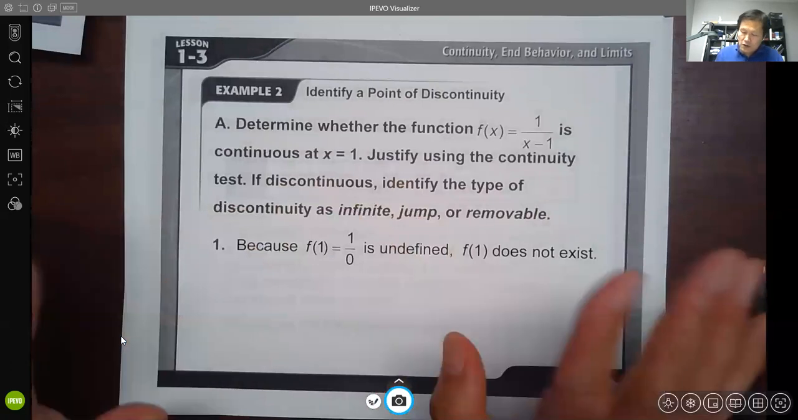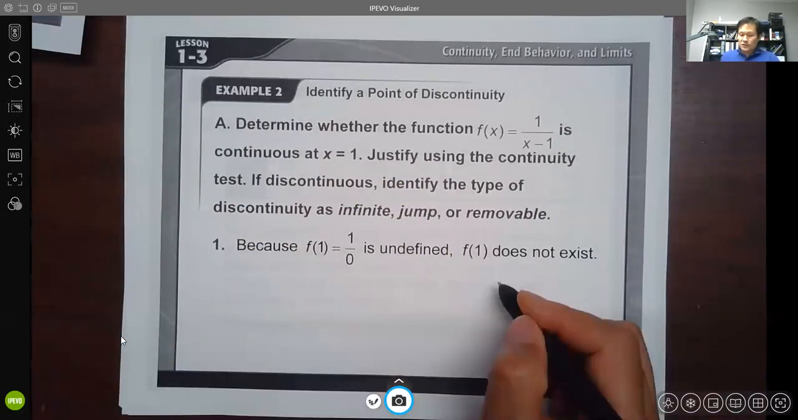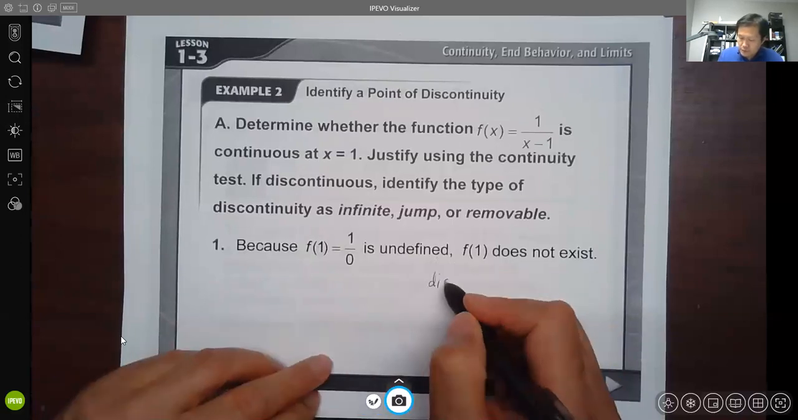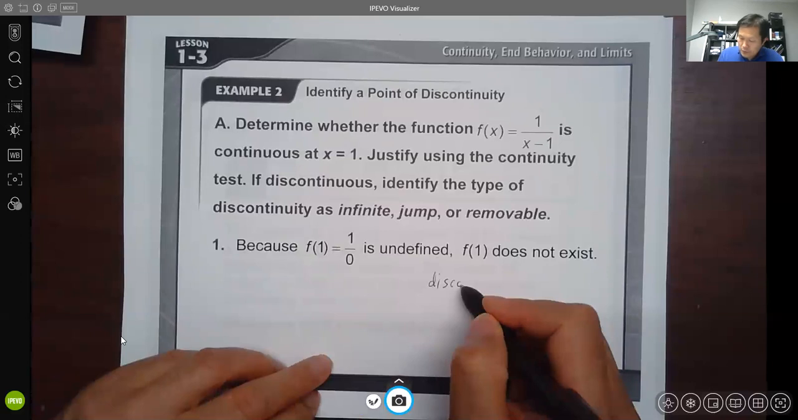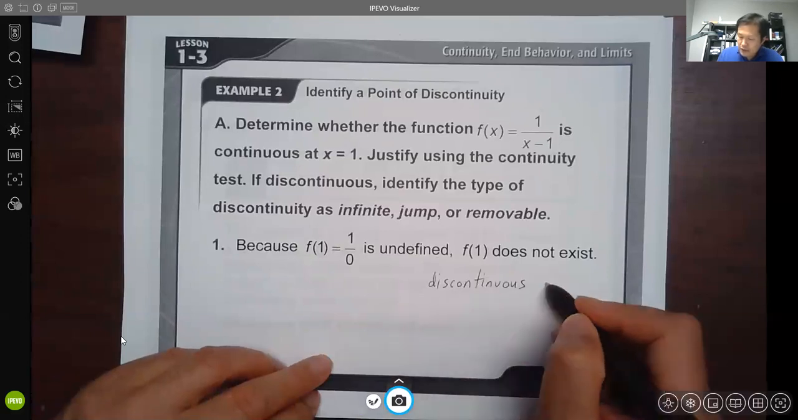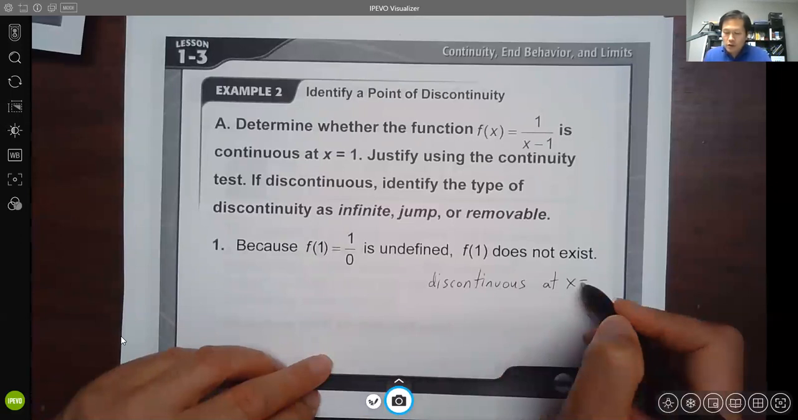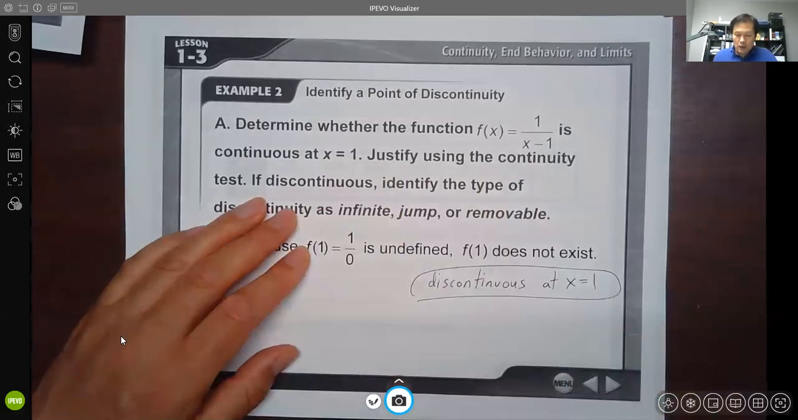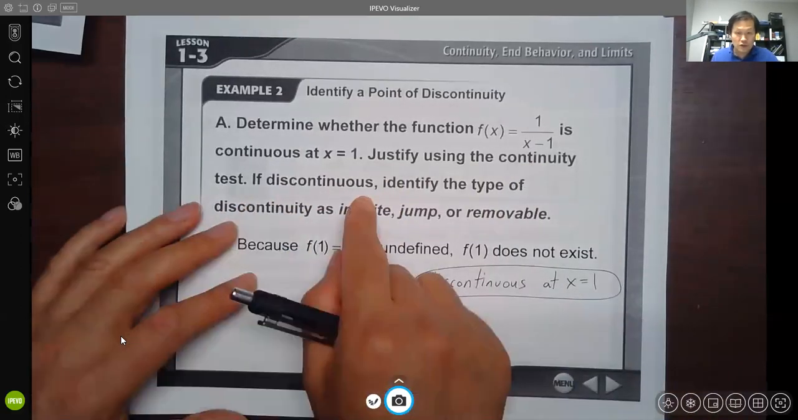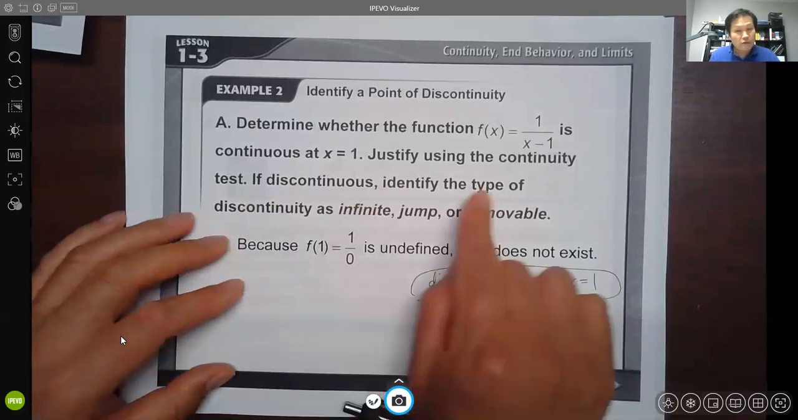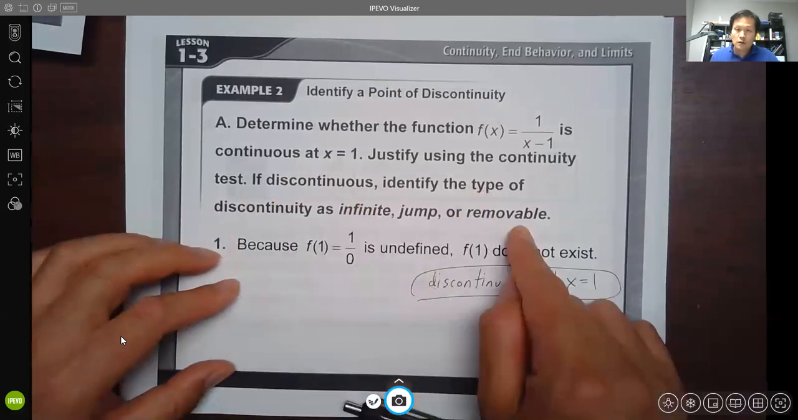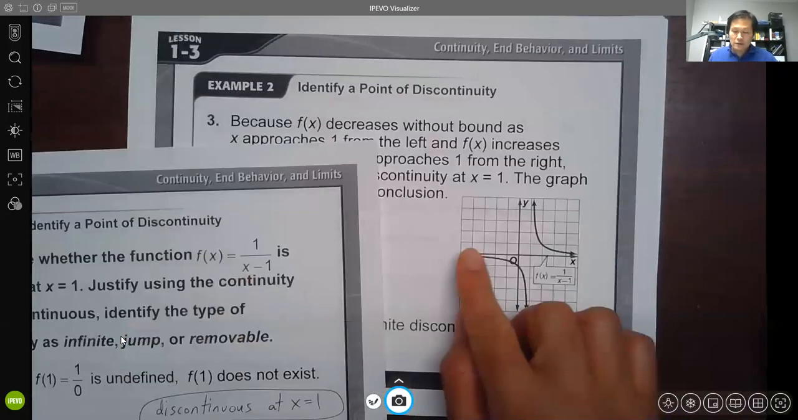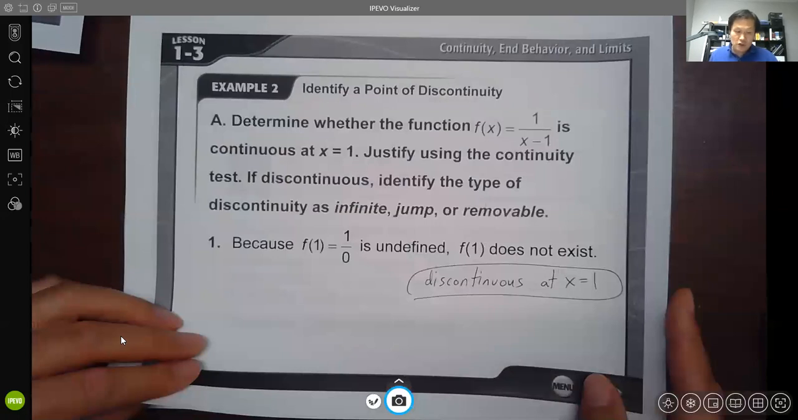So you don't say does not exist. You say discontinuous at x equal to 1. So that is what I meant by justify using a continuity test. Done. If it is discontinuous, then you have to identify: is it infinite, jump, or removable? You already know, because we looked at the graph, it should be infinite. So we say infinite discontinuity.